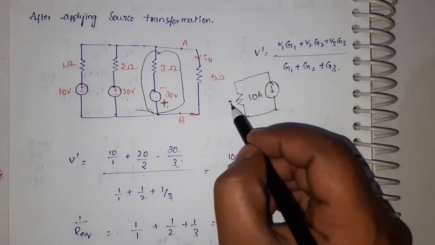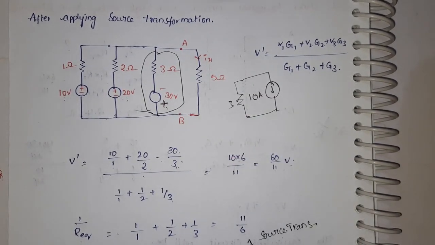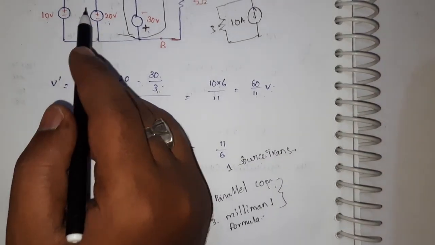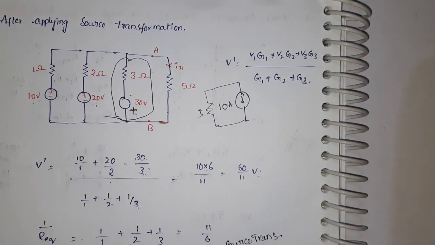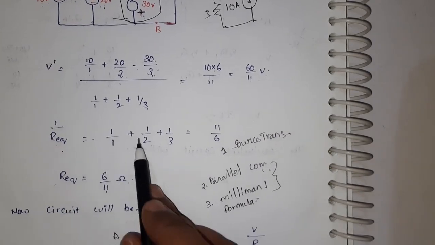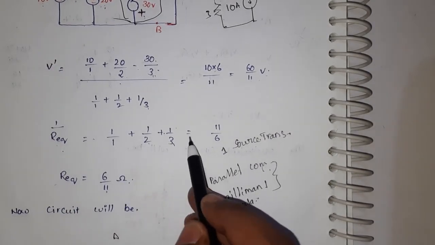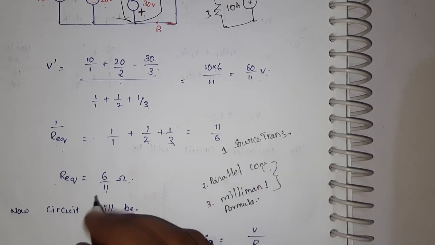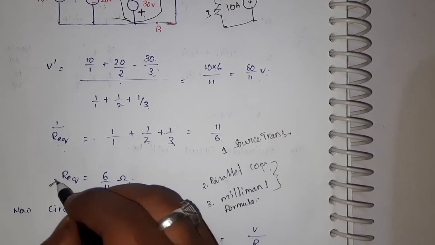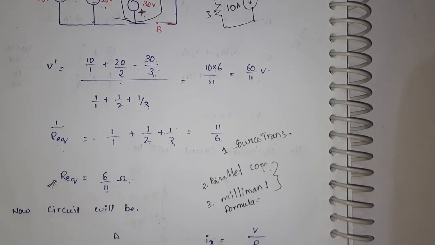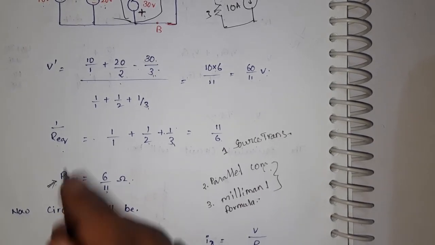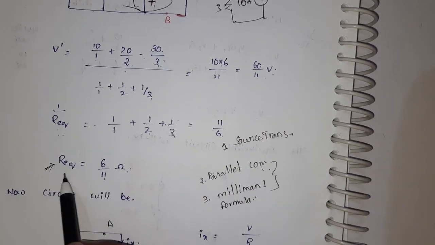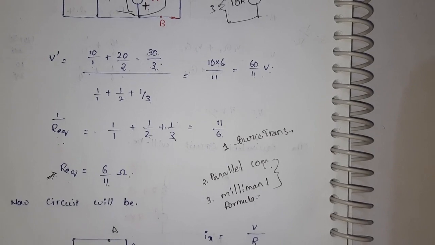Okay. Now, what is the equivalent resistance? Equivalent resistance value is 1, 1, 2, 3 are in parallel. So 1 plus 1 by 2 plus 1 by 3, which is equal to 11 by 6. So therefore R equivalent will be 6 by 11 ohms. So 1 by R equivalent is equal to 1 plus 1 by 2 plus 1 by 3. So R equivalent is 6 by 11.